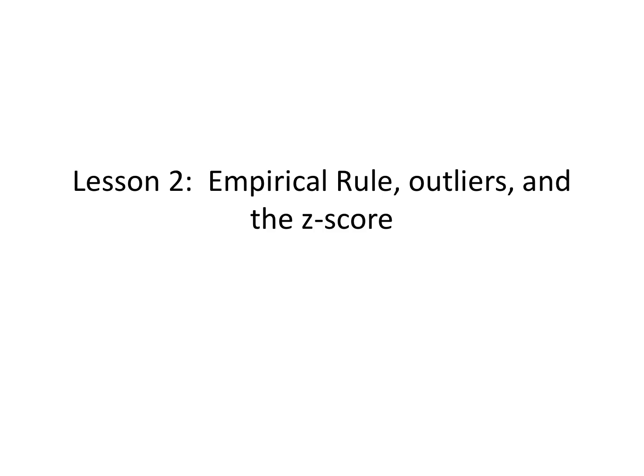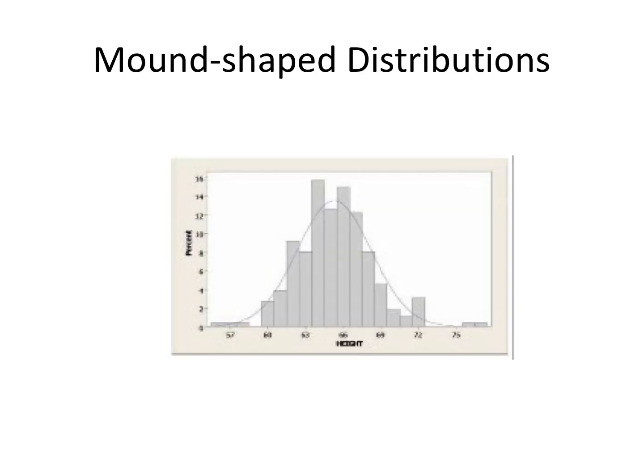In this video, we want to look at something called the empirical rule, outliers, and the z-score. Okay, so first, a mound-shaped distribution is any distribution that looks similar to one that I've drawn here.